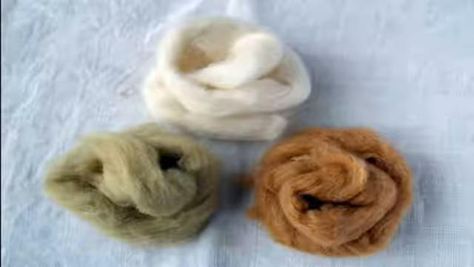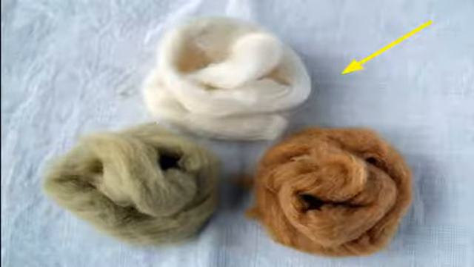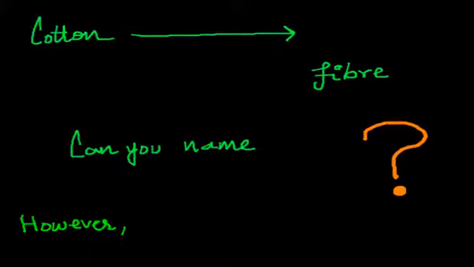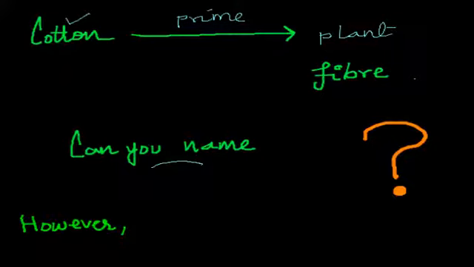So guys, do you know the name of this natural fiber? Yes, you guessed it correct. It is cotton, and cotton is a prime example of which kind of fiber? Yes, plant fiber. So that was a picture of cotton. Now can you guess the name of a fiber that has properties similar to cotton? Confused? The answer is linen.